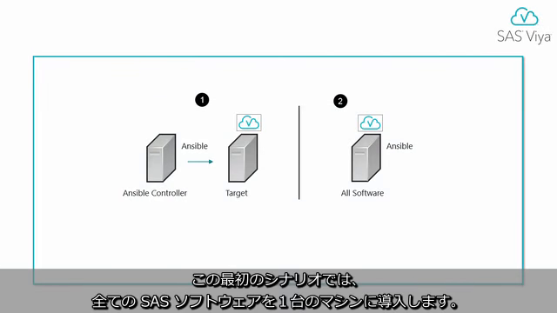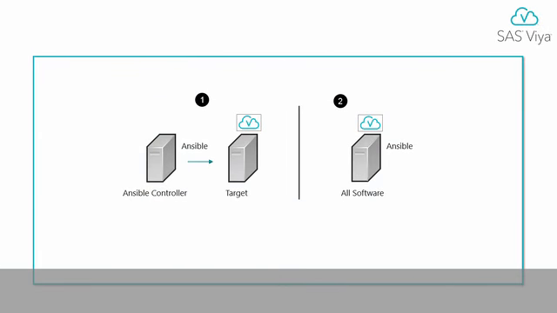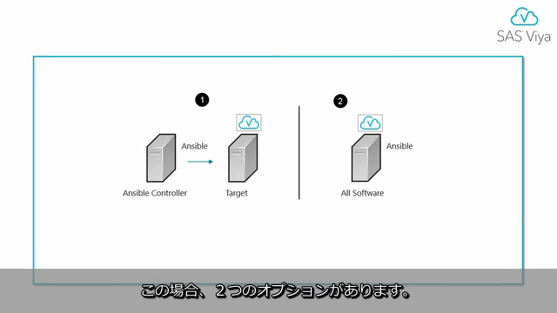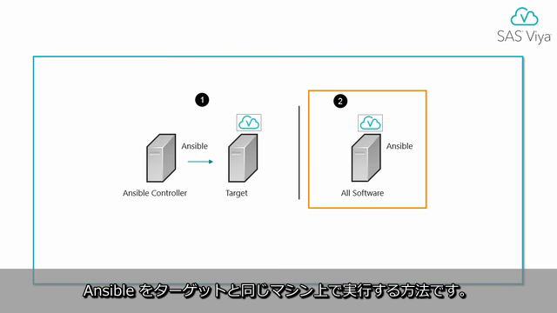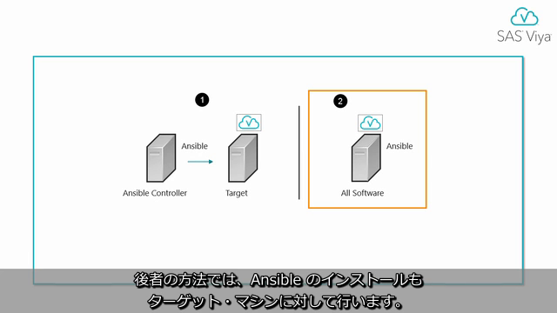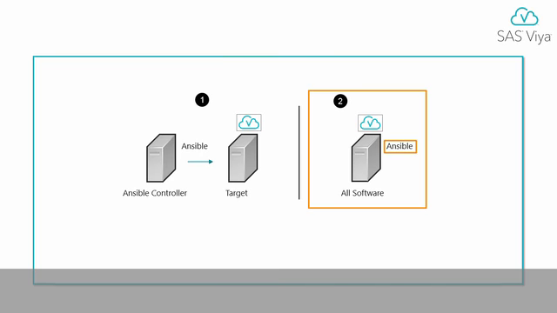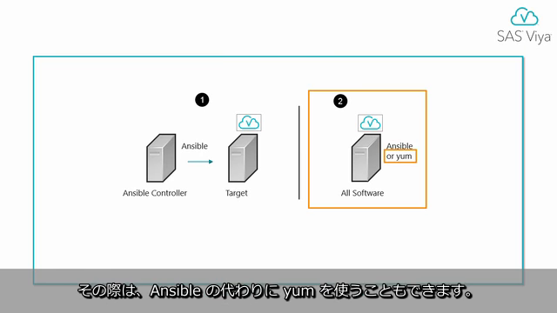In this first scenario, you're deploying all SAS software to a single machine. There are two options for such a deployment. You can separate the Ansible controller from the target node, or you can run Ansible on the same machine as the target. Then the target machine is the same machine where Ansible is installed and running. Alternatively, you can choose to use Yum instead of Ansible.